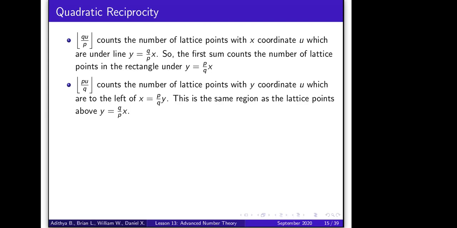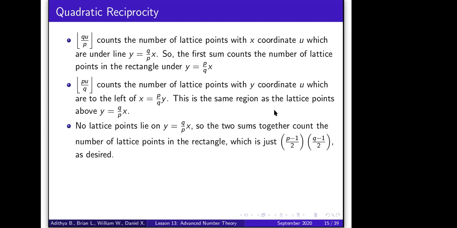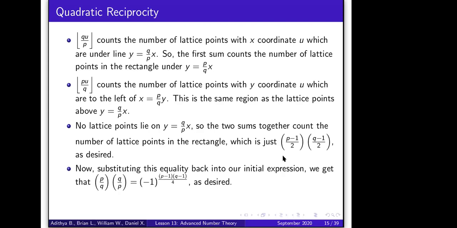Well, since q and p are coprime, they're both primes, there actually are no lattice points on the line. So the two sums just count the number of lattice points in the rectangle as a whole. And the rectangle is a p minus 1 over 2 by q minus 1 over 2 rectangle. So the sum of the two sums is p minus 1 over 2 times q minus 1 over 2, which is exactly what we wanted. It's p minus 1 times q minus 1 over 4. So we're done, and this proves quadratic reciprocity.